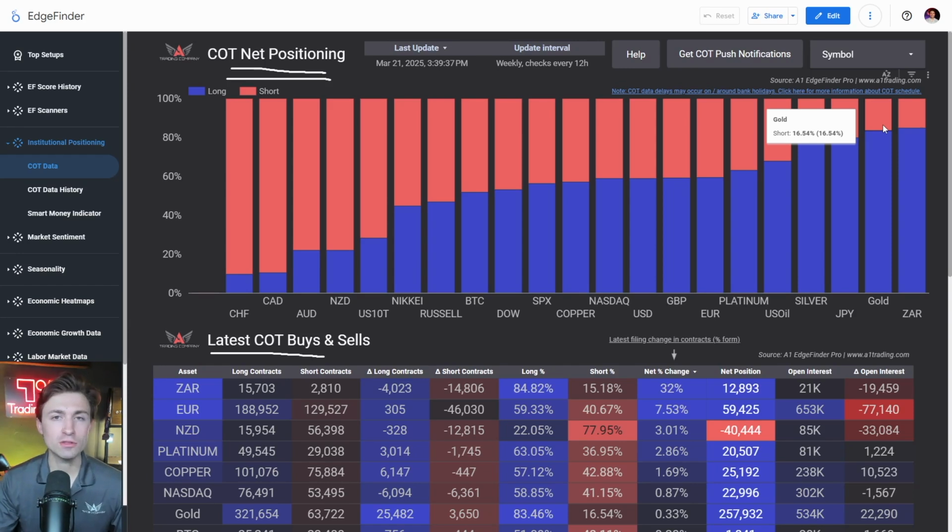Now, why do I say long-term? Well, this data point here, this chart here, changes very little week to week. It's very minimal changes. Like most of the time, if something were to switch from one side to the other, it takes several months. I'll show you an example of that right now.